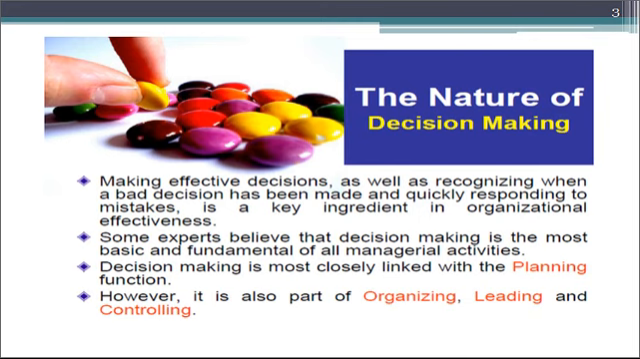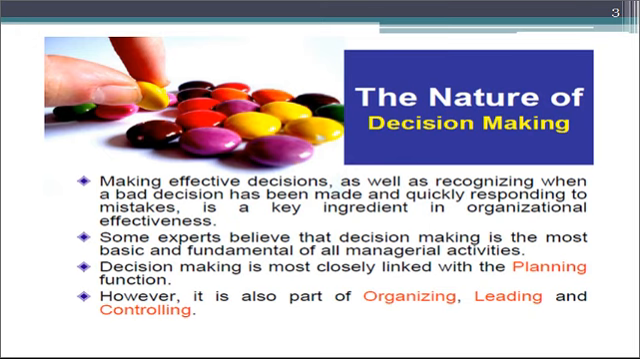Decision making is most closely linked with the planning function, because to carry out the processes or the functions or the activities of any organization, the first step is planning. If the planning is perfect, then definitely the goal or the objective is going to be achieved. So in the planning, most of the decisions are taken care of.